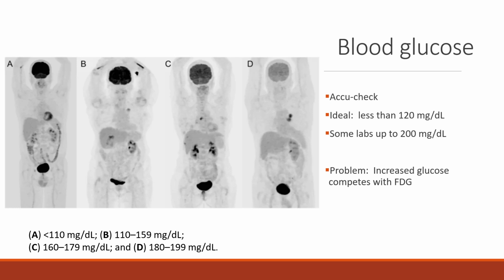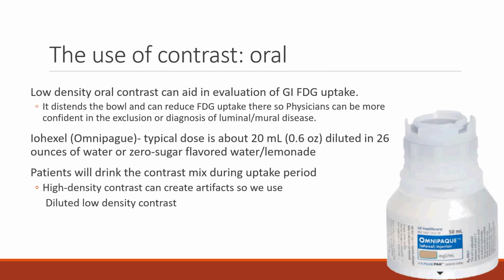Contrast is often used with FDG PET scans, and it can be oral or IV. When it's IV contrast, it's typically a diagnostic CT. When it's just the oral contrast, it's typically the non-diagnostic CT for attenuation correction.